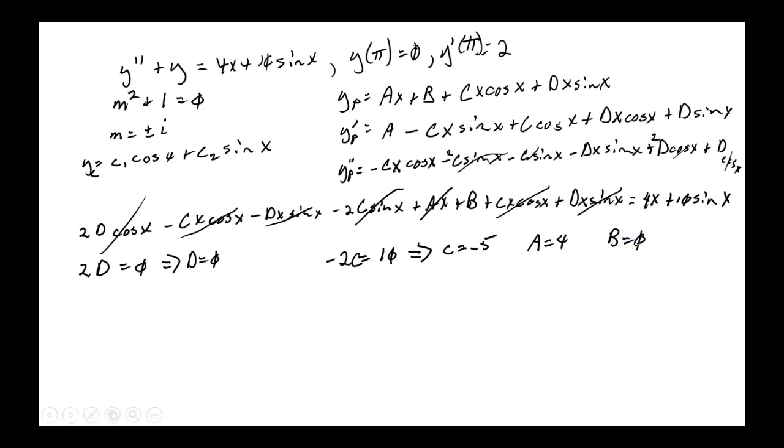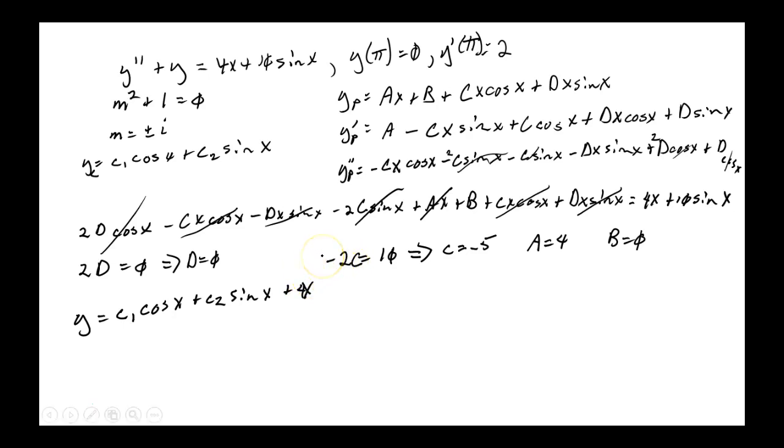Okay. Now you want to go back and put it in your particular solution, or you want to just go straight to general? Okay, so let's do the general. Y is equal to C1 cosine x plus C2 sine x plus 4x. That was your A was 4.